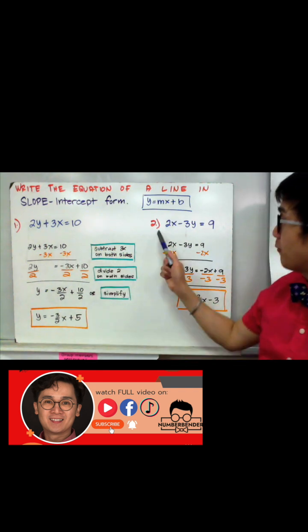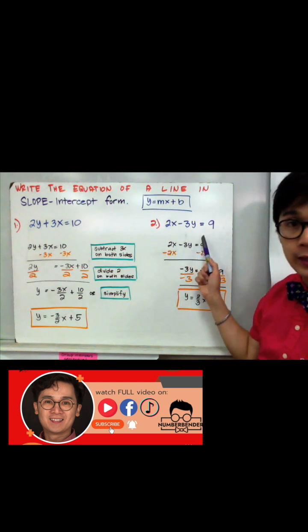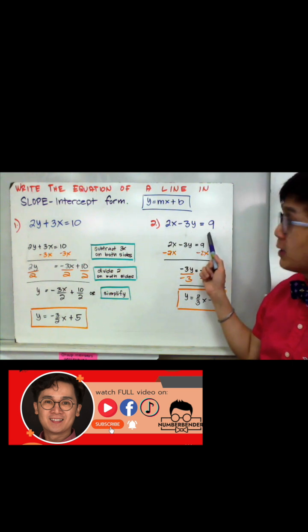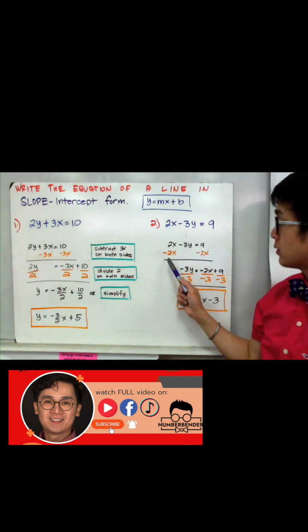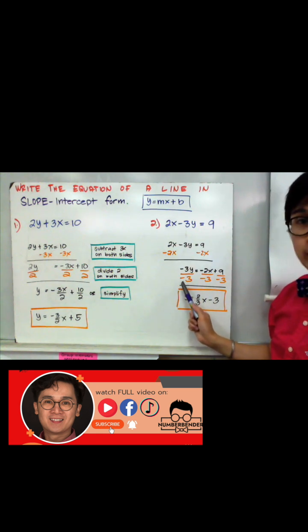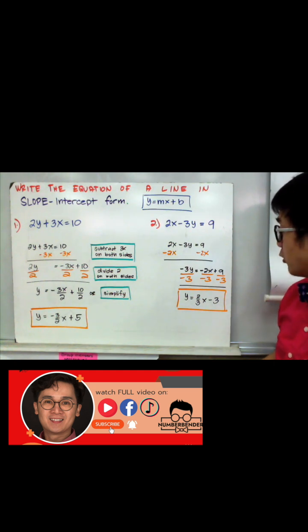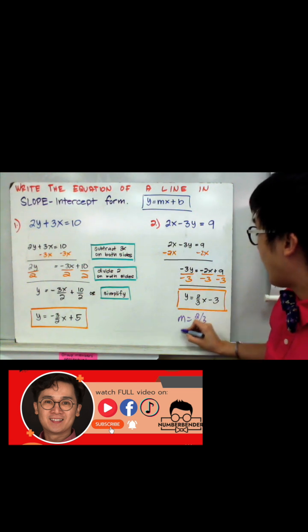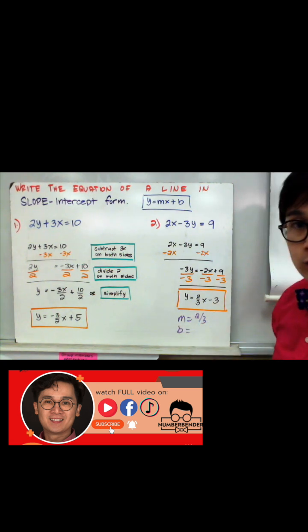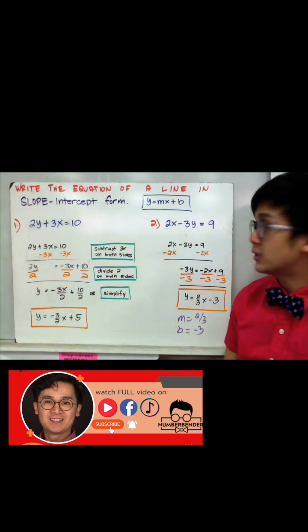So for example number 2, we have 2x minus 3y equal to 9. And since this is also in standard form, we need to change it into the slope-intercept form by subtracting 2x on both sides and dividing negative 3 on all the terms of your equation. So you'll end up with y equal to 2/3 x minus 3, wherein your slope is equal to 2/3 and your y-intercept is equal to negative 3. And that is how we write our equation in the slope-intercept form.